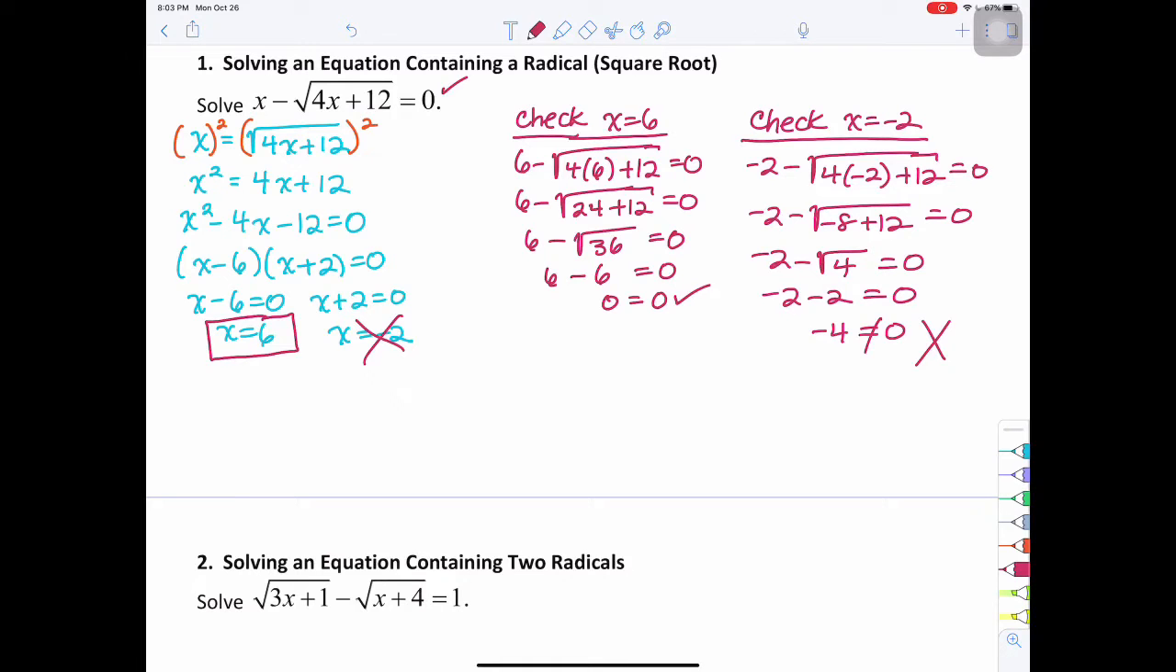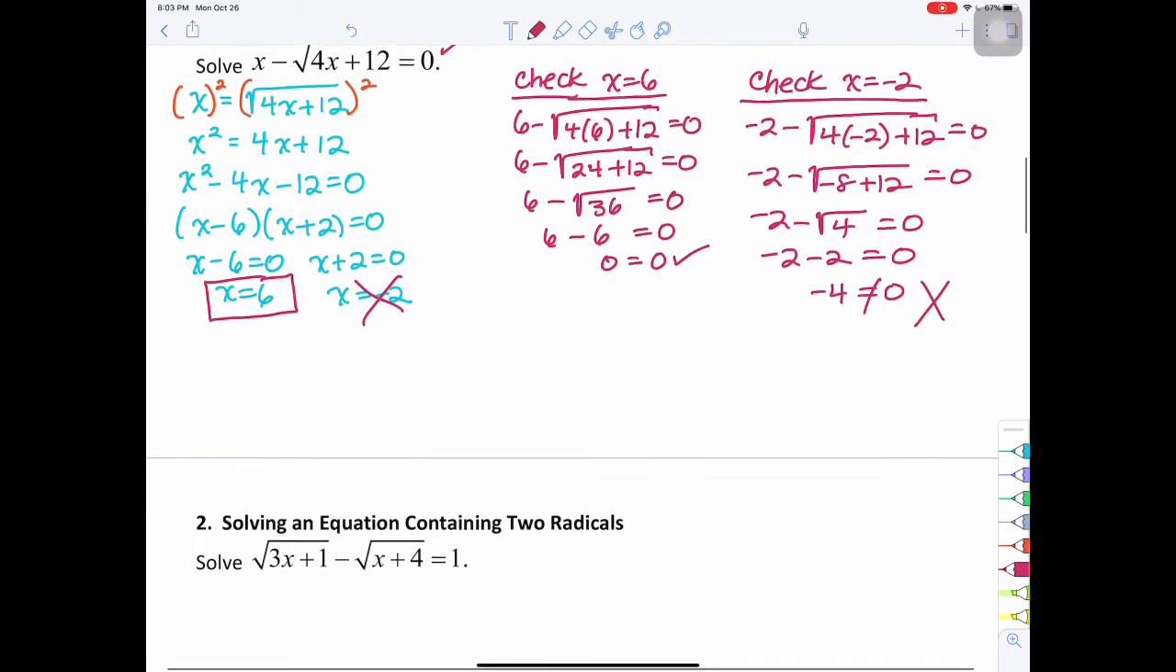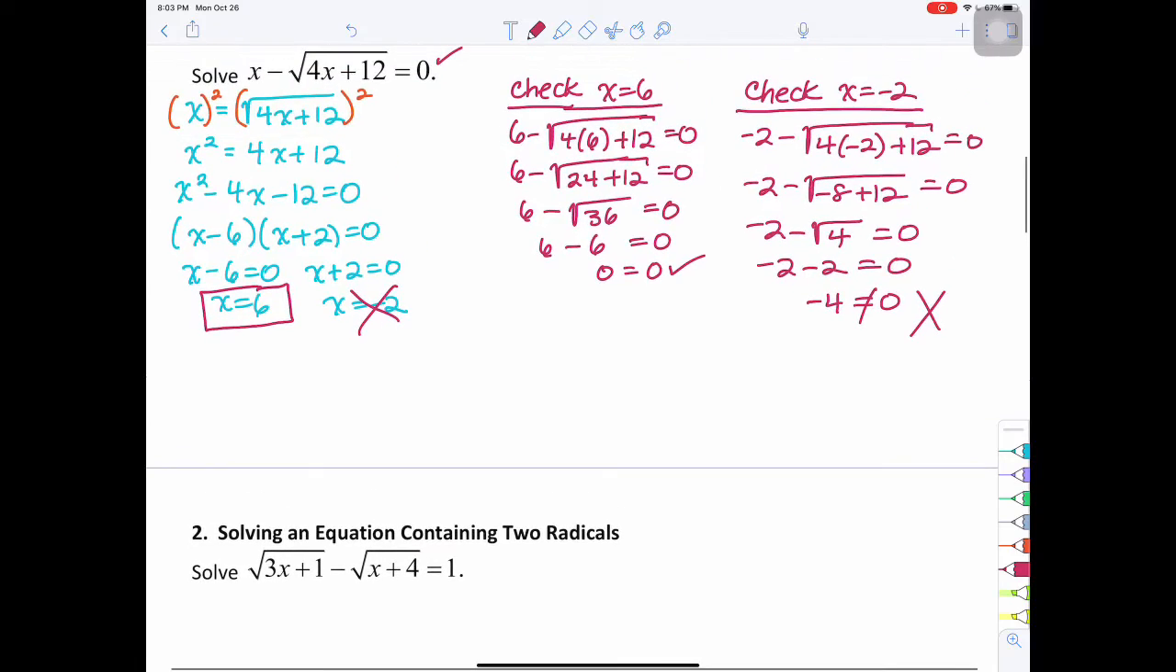Now, let's go and look at number 2. So we only have one solution.